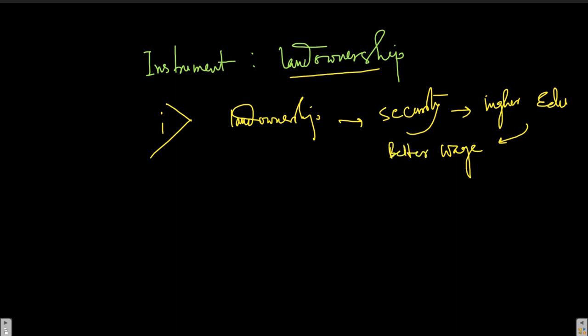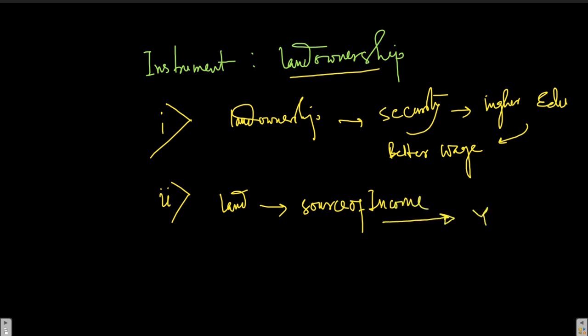Now the other option is that the land itself could be a source of income, right? So at present, this is a source of income. If land itself is a source of income, that may directly contribute to the Y, the wage rate. If I already have my land, and if I work in my own land and get some earning from that land, that is going to increase my wages. Let's say I'm working as a wage worker in my own land. So this is another possibility.